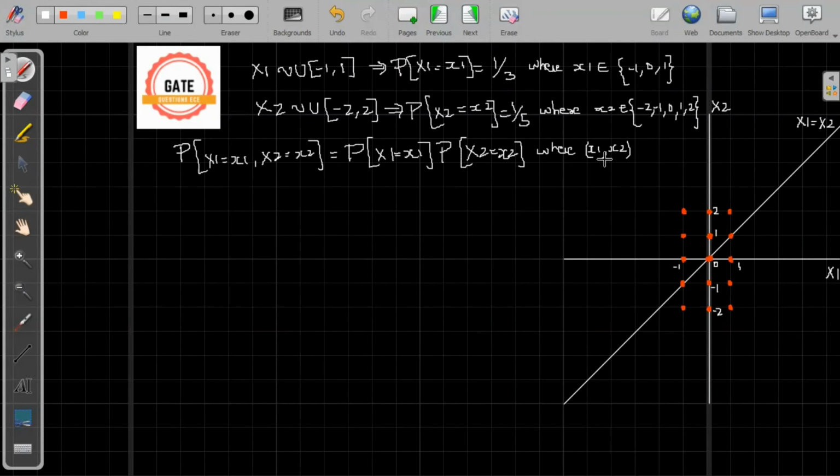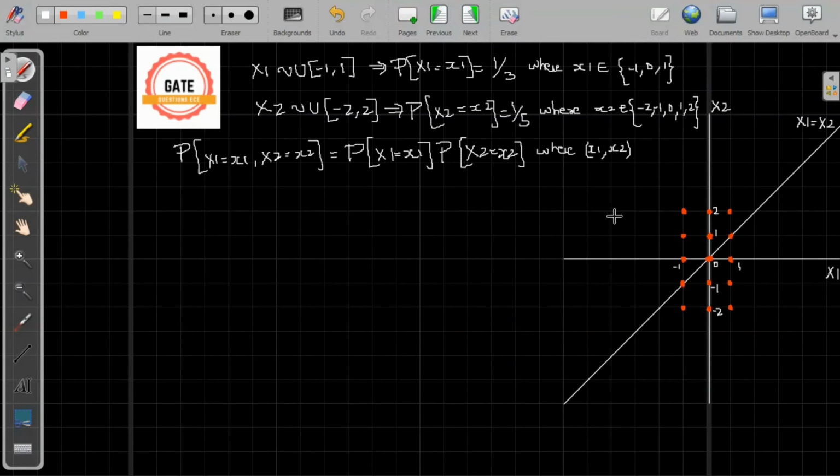So we can get 15 ordered pairs. The first point is -1 comma -2. The second point will be -1 comma -1. The third point will be -1 comma 0. The fourth will be -1 comma 1, and the fifth will be -1 comma 2. In such a way we can get 15 ordered pairs. These 15 ordered pairs I have plotted in this diagram on the x1 x2 plane. So these are the 15 ordered pairs we can get for the joint distribution of x1 and x2.